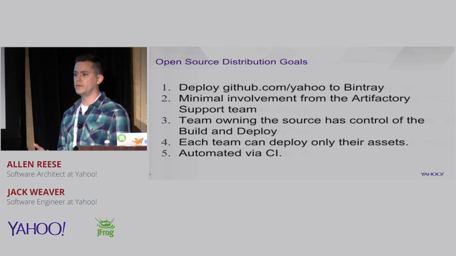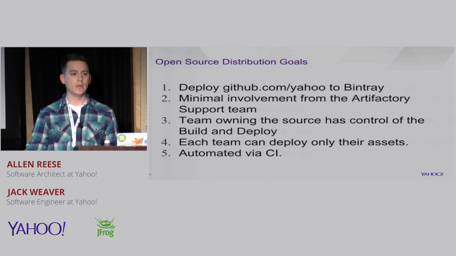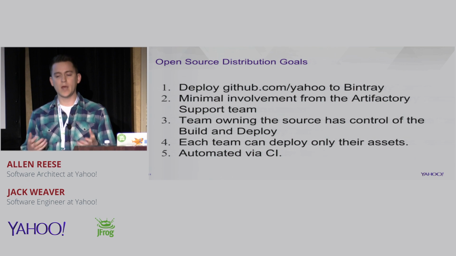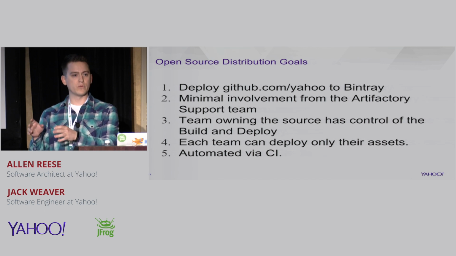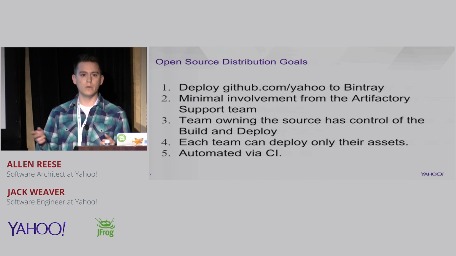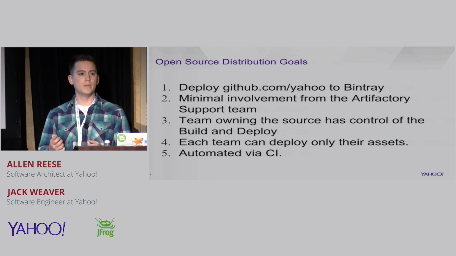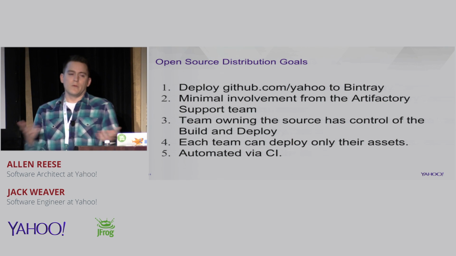So the goal here is we want automated releases right into Bintray with minimal hand-holding. Yahoo's a big company. We're a tools team. There's only so many of us. We want to empower the open source teams, those that own the open source projects at github.com/Yahoo, to do releases as they need them, but not have to come to us all the time for everything. And what this means is that there are a few approaches.